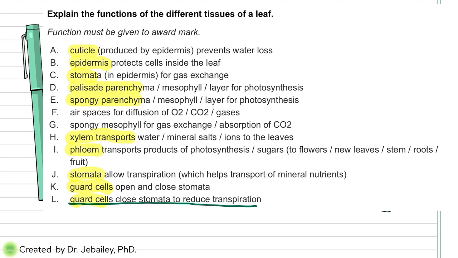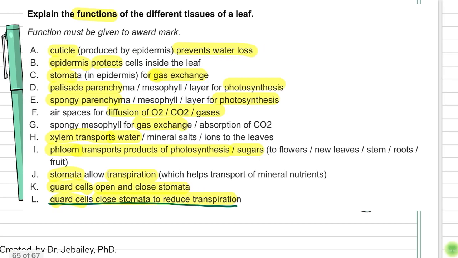It's basically knowing the leaf anatomy and what they do. But here, since it's asking for the function, you don't have to draw, but you have to give their function. So cuticle, to prevent water loss. Epidermis, to protect. Stomata, for gas exchange. Palisade, for photosynthesis. Spongy can do photosynthesis as well as gas exchange. The gas exchange is between oxygen and CO2. Xylem transports water. Phloem transports the sugar that comes from photosynthesis. Stomata allow transpiration. Guard cells open and close the stomata, and if they close, they reduce transpiration. So here it's basically explaining the whole process of the leaf.